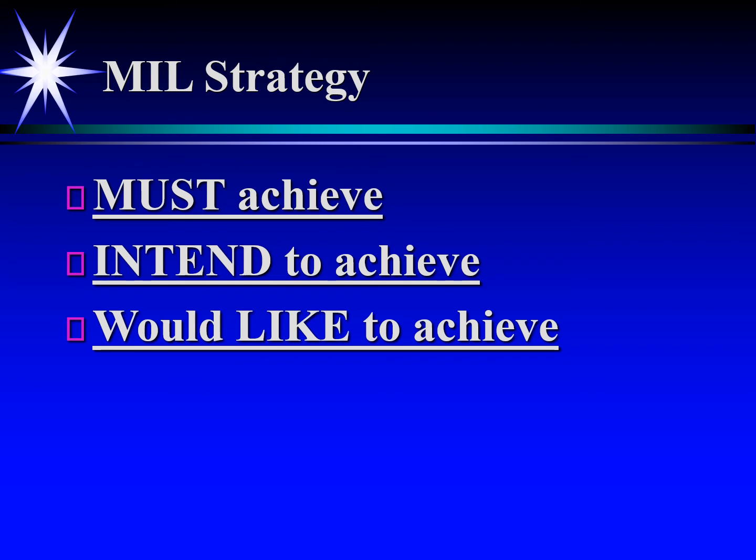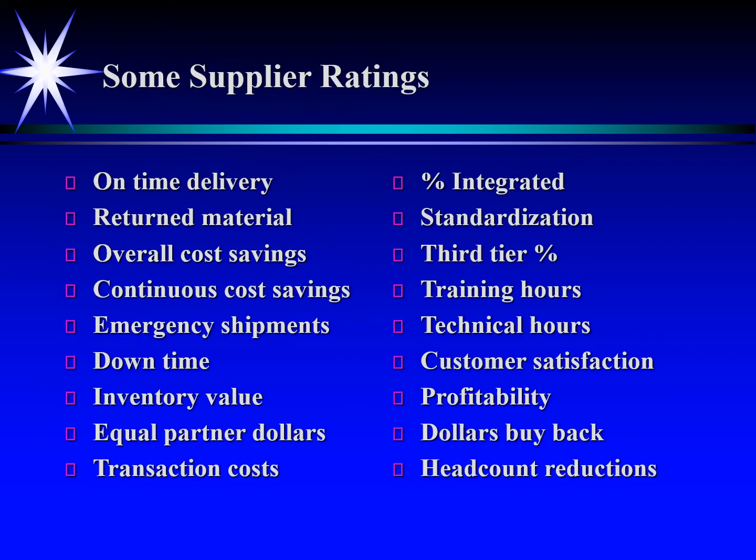Here's what some companies do. Here's what we did. What must you achieve, what you intend to achieve, and like to achieve. And think about that as you go through the process. Make sure you have a very good supplier rating system. Here's some of the things you can rate with the supplier. You can see there's a lot of them. You have to pick them, and also what's appropriate for the particular basket or the type of part.